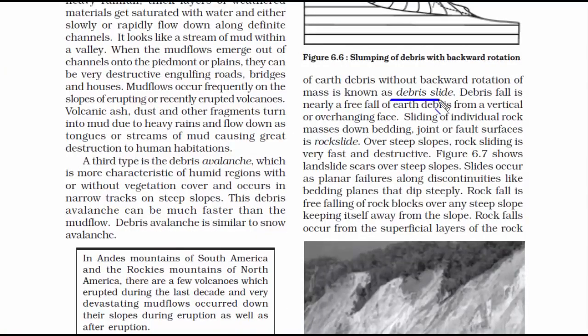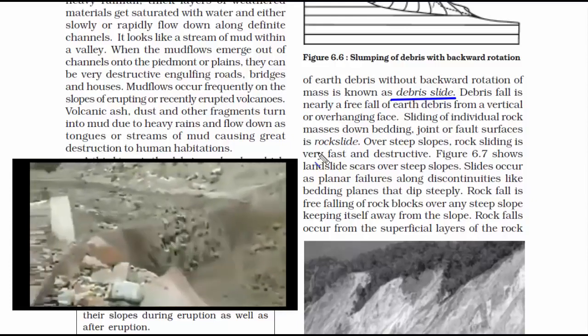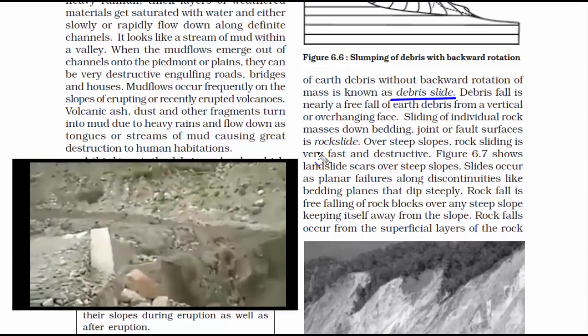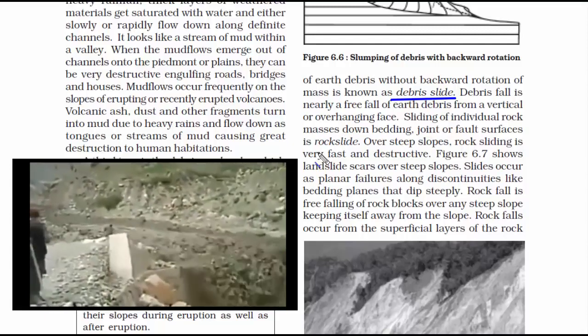The second one is debris slide. A debris slide is a moving mass of loose mud, sand, soil, rock, water and air that travels down a slope under the influence of gravity. The moving material must be loose and capable of flow. Have a look at this clip and you can understand what a debris slide is.